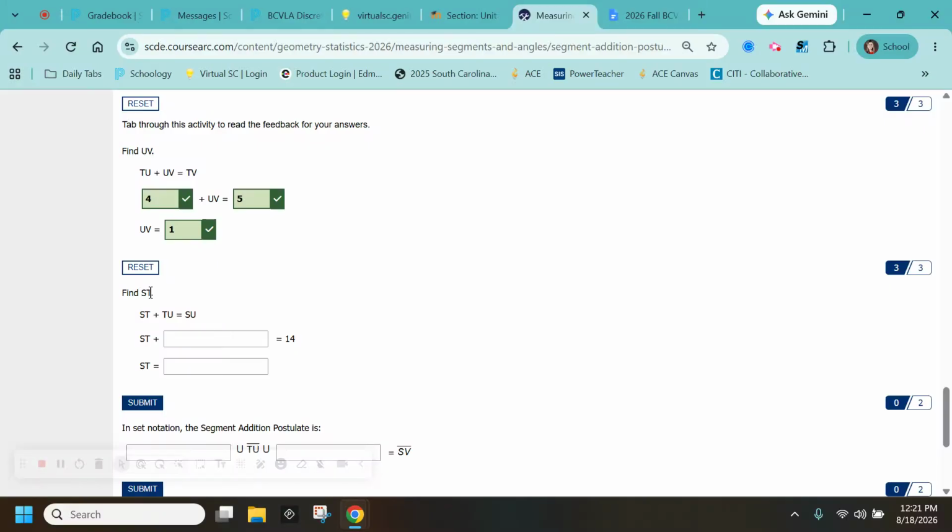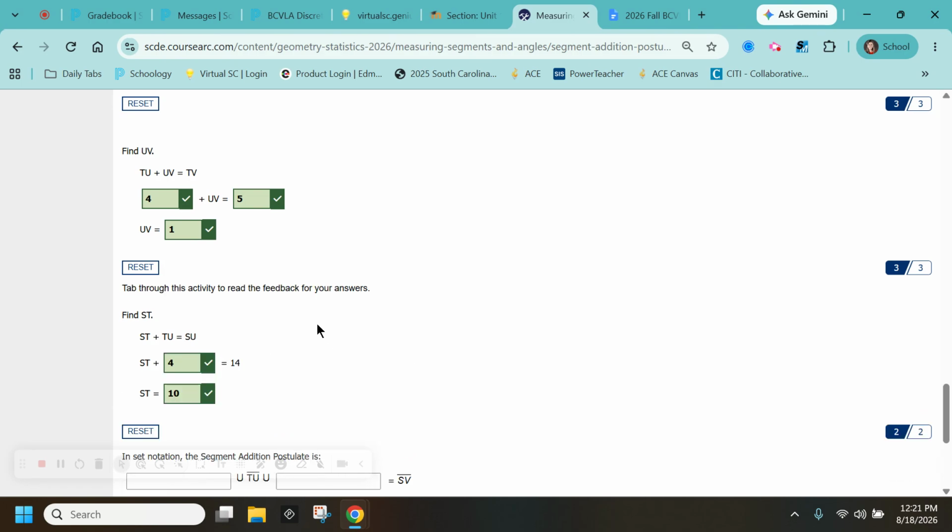To find ST, we can use the segment addition postulate. ST plus TU equals SU. We don't know ST, we know TU from up here is 4. And SU was 14. 14 minus the 4 gives us 10 as ST.